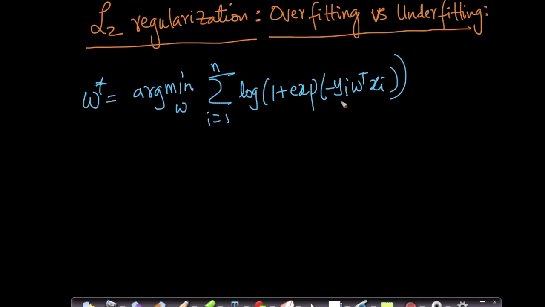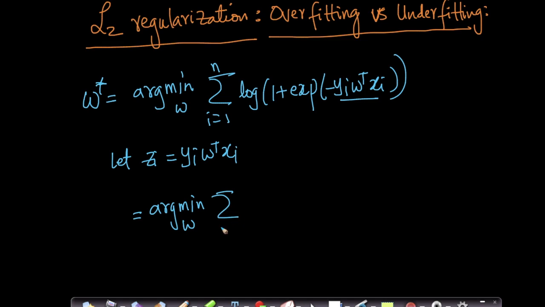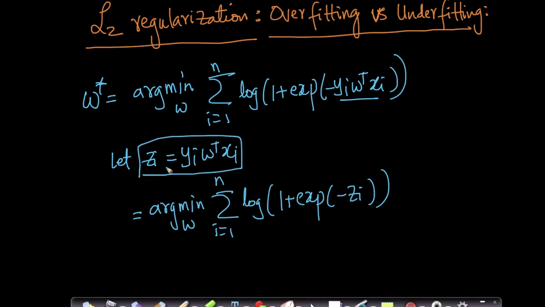It's slightly tedious to write yi w transpose xi always. So let's just say let zi be equal to yi w transpose xi. Not minus, zi is just this. Then how can I write this problem? I can write this problem as argmin over w of the summation over all the points of log of 1 plus exp of minus zi. I'll use zi from now onwards. So that zi is nothing but yi w transpose xi, or it's a signed distance, geometrically speaking.